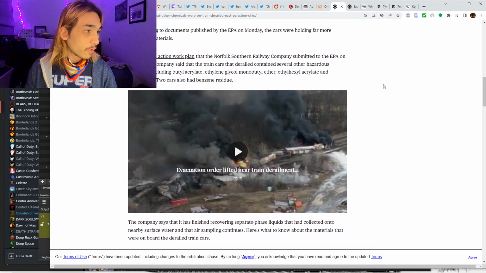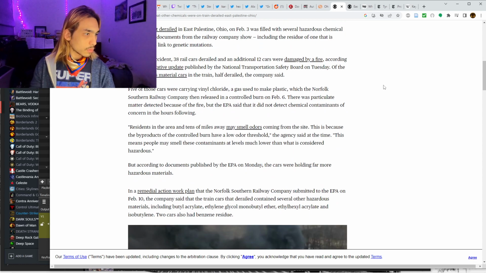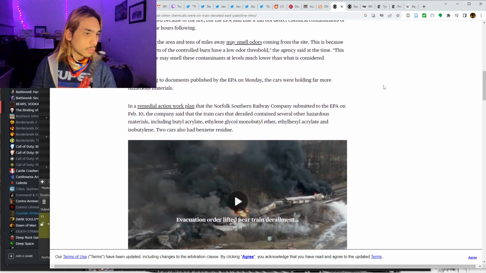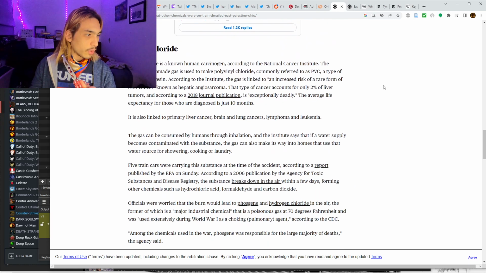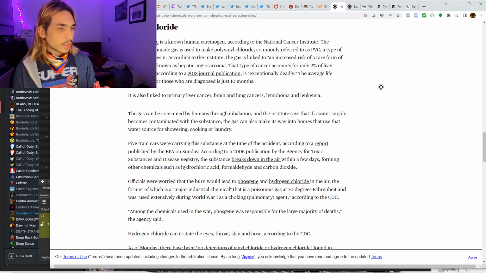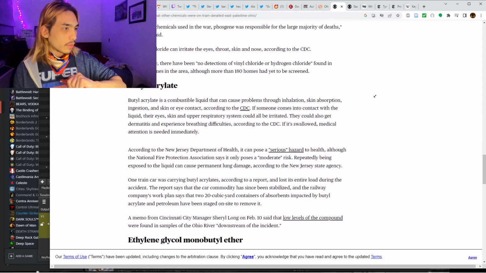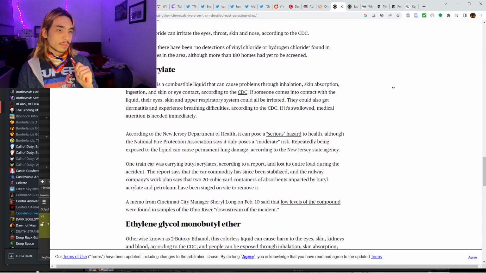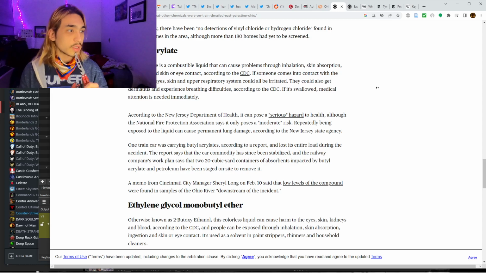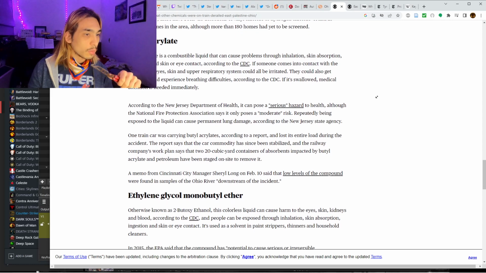Yeah, because vinyl chloride is the big one that people are worried about, but not the only chemical, right? There are plenty of other chemicals. Let's see, we have vinyl chloride linked to primary liver cancer, brain and lung cancers, lymphoma, leukemia. Butyl acrylates, excuse me. I think this is the one that can stay in the soil for years, possibly. Right? Plus permanent lung damage.